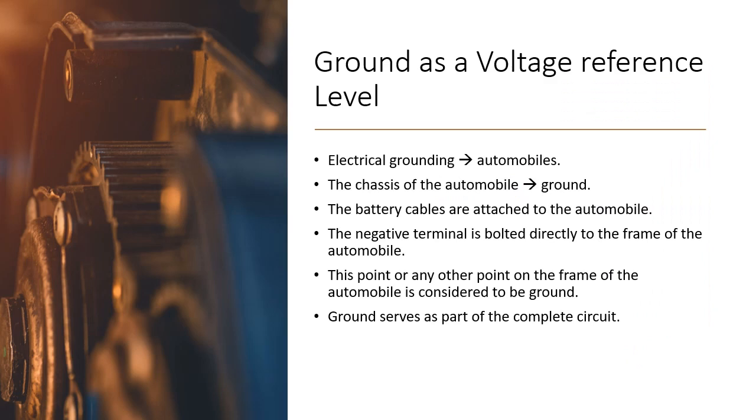Electrical grounding is used in automobiles. Here the chassis of the automobile is used as a ground. This can be verified by seeing where the battery cables are attached to the automobile. Generally, the negative terminal is bolted directly to the frame of the automobile. This point or any other point on the frame of the automobile is considered to be ground. Ground serves as part of the complete circuit.